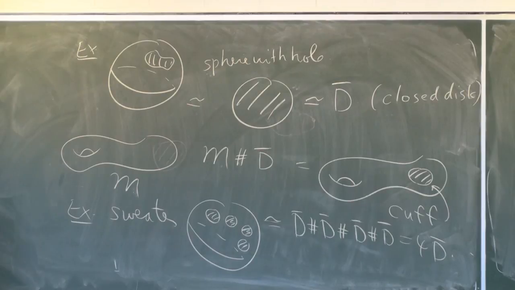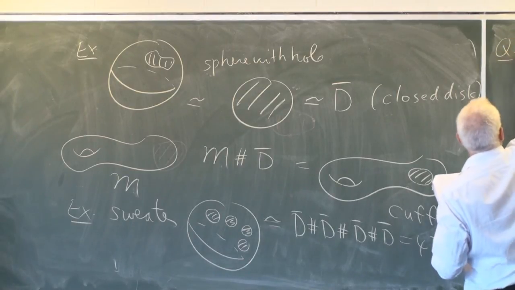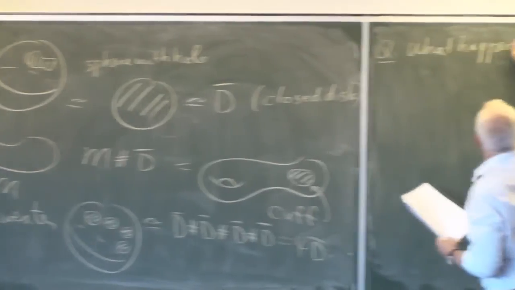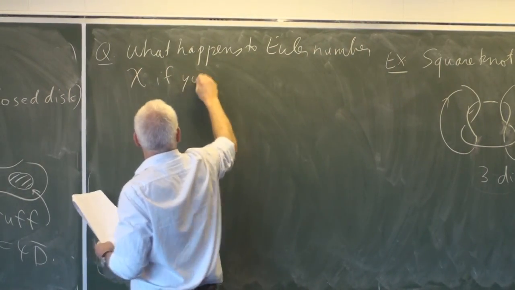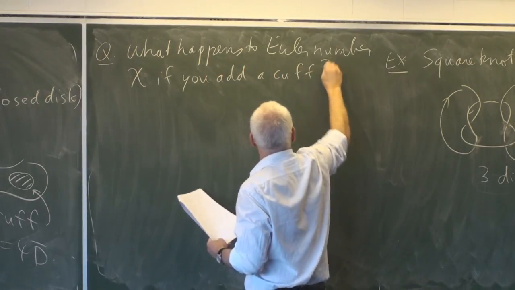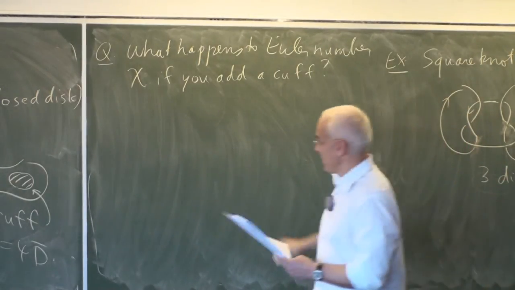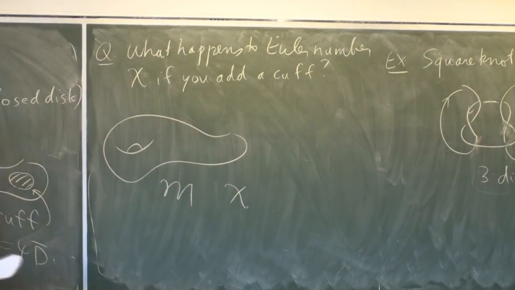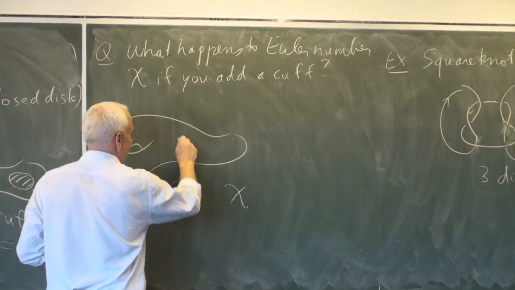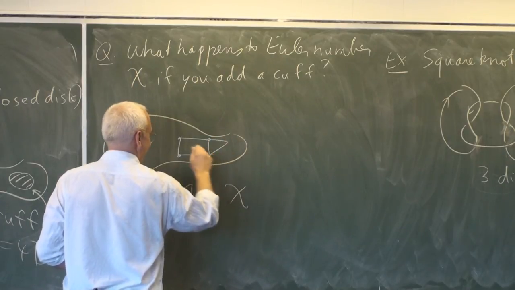So now let's ask the question, what happens to the Euler number of a surface if you add a cuff? Because the Euler number was really the useful invariant that allows us to tell what is what. So we want to extend the idea of an Euler number to surfaces with a boundary, but that's no different than what we've been doing. So the question is, what happens to the Euler number chi if you add a cuff? Suppose we have some surface M and it has Euler characteristic chi. And suppose that it's already divided up into lots of little polygonal pieces in our usual way.